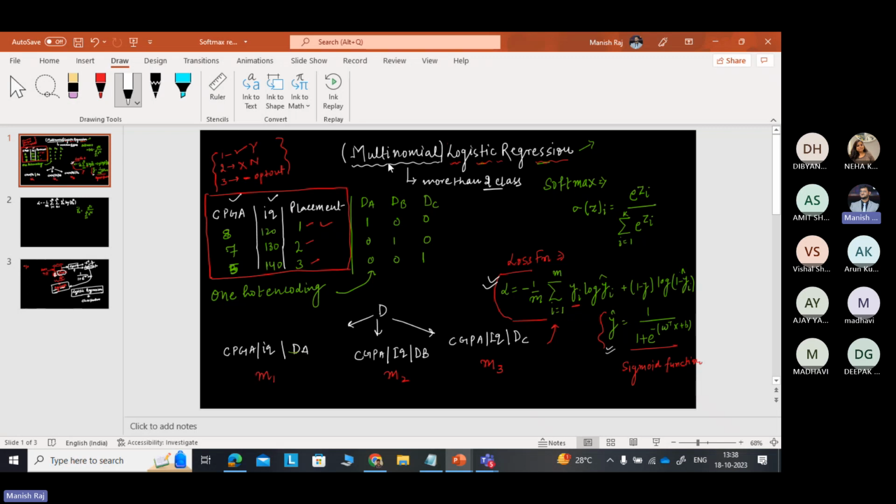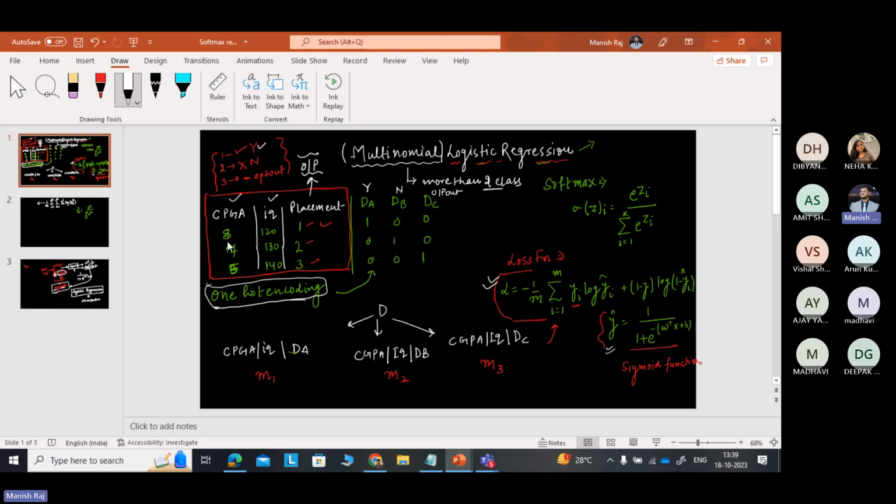Even though the problem is multinomial, you can use logistic regression to find the output. The first step is one hot encoding at the output level. This is the placement output, and the classes are three. Everyone knows one hot encoding? For yes, I am taking this DA. For no, I am taking this DB, and for opt out, I am taking this DC.